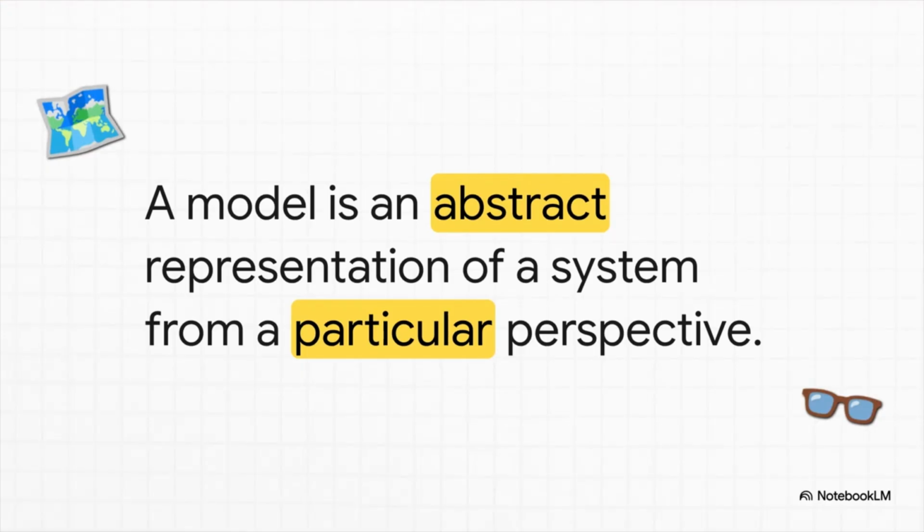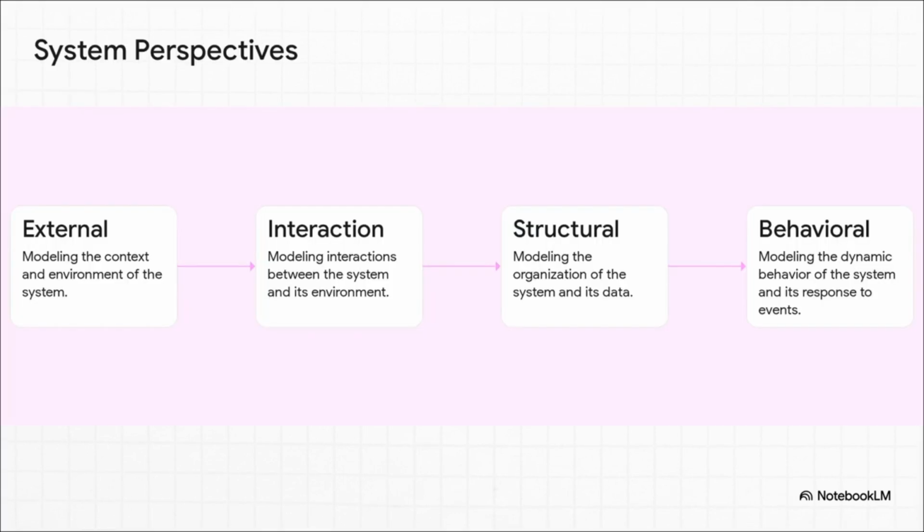Okay, so a model isn't trying to show the entire system all at once. It's more like a specific map for a specific purpose. You nailed it, exactly! You can't show everything on one single map of a city. You might have a road map, a subway map, a tourist map. Each one shows a different perspective, a different story. System models are precisely the same. And generally, we create about 4 main maps, or perspectives.